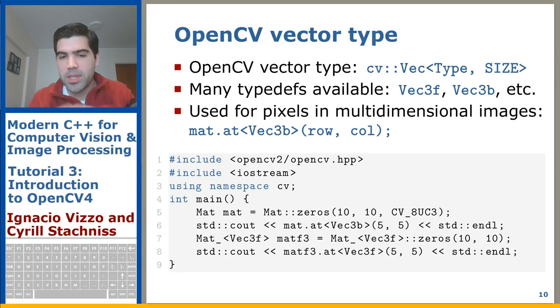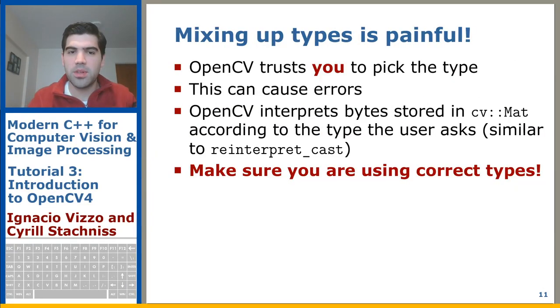So there is also a vector type. Here's an example. We will skip this, and the last warning is that mixing up types is painful. OpenCV again trusts you to pick the right type, and this can cause errors if you don't use it correctly. OpenCV interprets the bytes stored in cv::Mat according to the types that the user asks for. So basically, inside the cv::Mat there will be an array full of data, and depending on which type you say you're using, it will give you the information in this array.